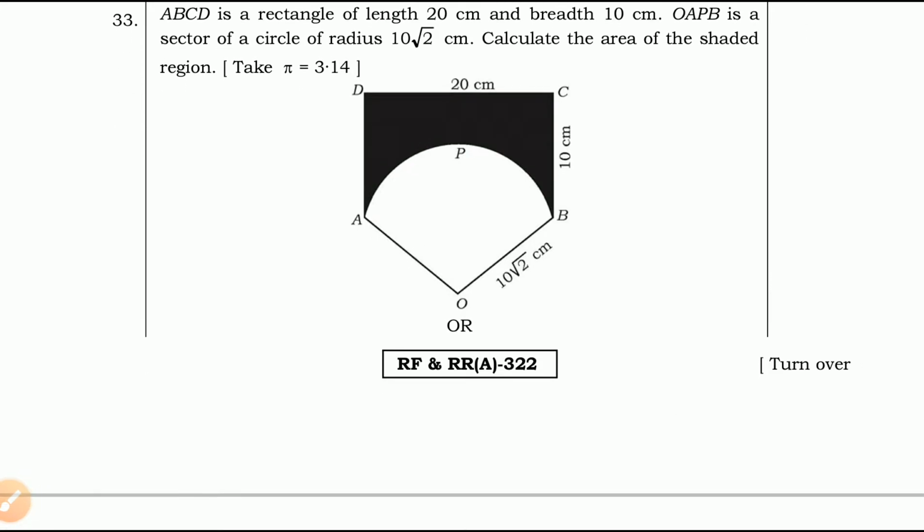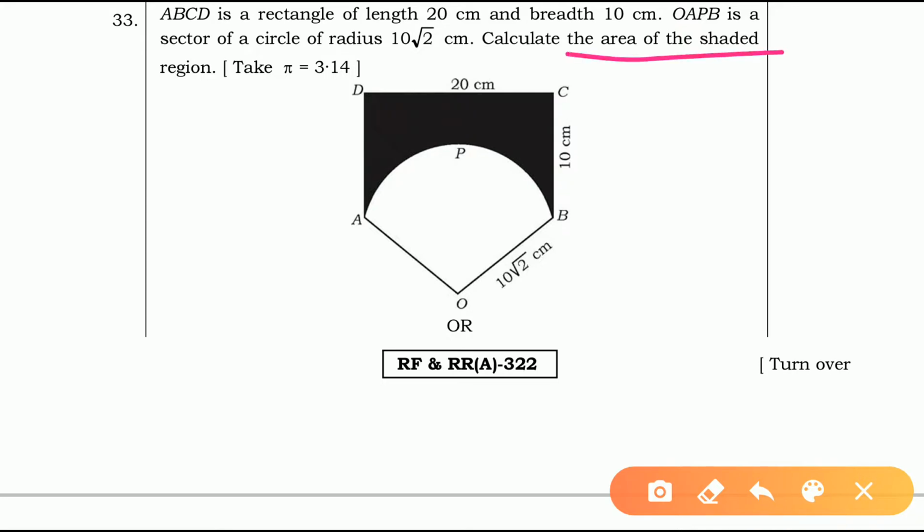Question number 33. ABCD is a rectangle of length 20 cm and breadth 10 cm. OAPB is a sector of a circle of radius 10 root 2. Calculate the area of the shaded region. Here this is a simple problem. Our aim is to find the area of the shaded region.